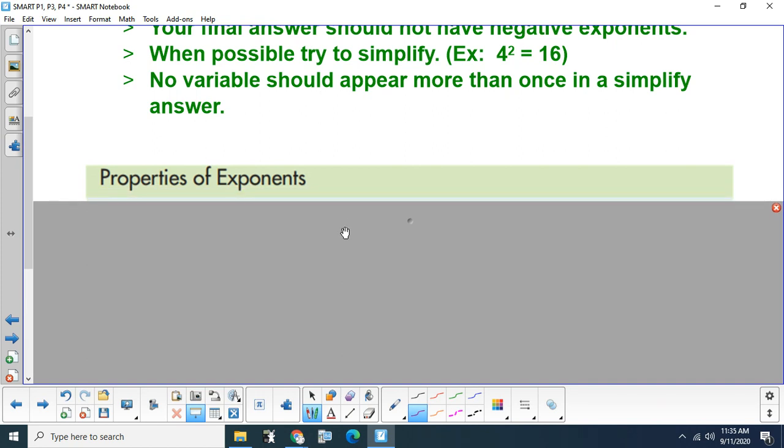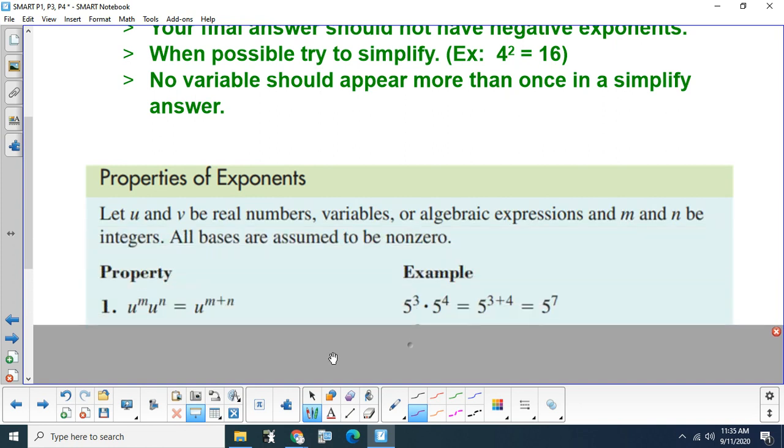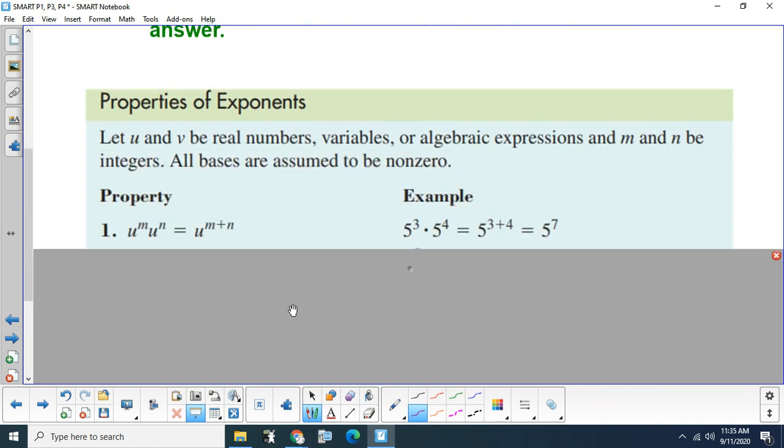Now, in general, when you're starting to work with properties of exponents, knowing the rules is great, but if you forget the rules, it's no big deal. You can always write it out and process the problem in different ways. So let's go ahead and take a look at the first property. The first property is called the product property.